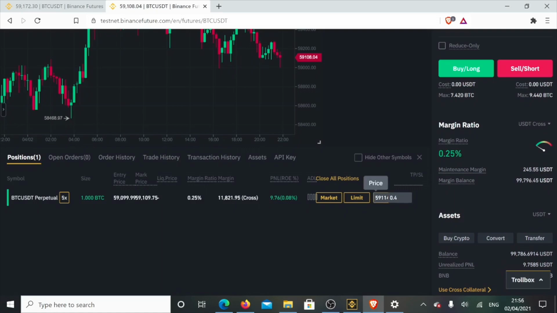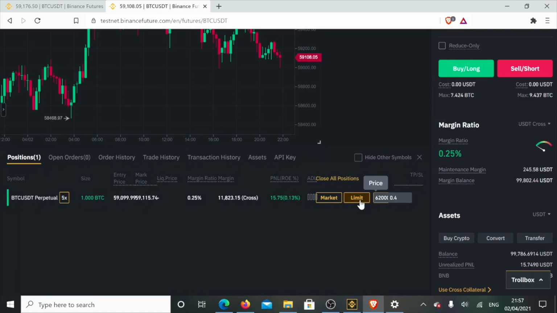And here is the price. You can change the price. We bought it at 59,100 and we want to sell it at, let's say, 62,000. So you're going to type in 62,000, and you click on limit. It's a limit order. If you click on market, it will be executed immediately. So take note of that. Don't click on market if you want to click on limit.